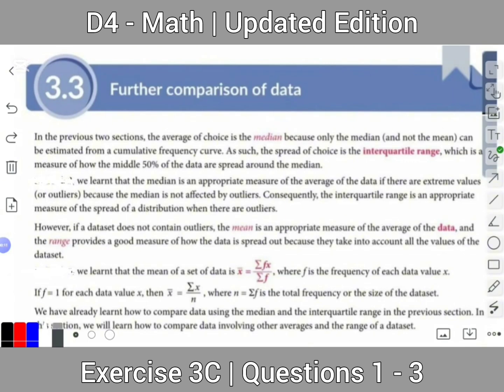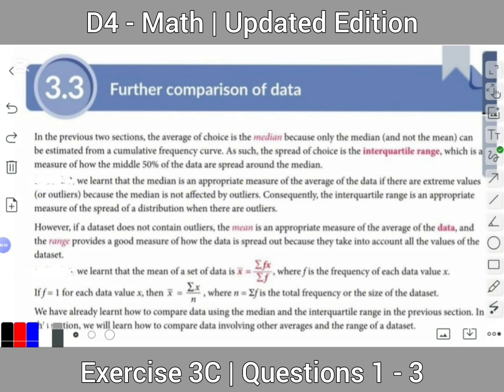We learned that the median is an appropriate measure of the average of the data if there are extreme values or outliers because the median is not affected by outliers. Consequently, the interquartile range is an appropriate measure of the spread of a distribution when there are outliers. So it means when we have outliers in our dataset, then we will use statistical measures like median and interquartile range. However, if a dataset does not contain outliers, the mean is an appropriate measure of the average of the data, and the range provides a good measure of how the data is spread out because they take into account all the values of the dataset.